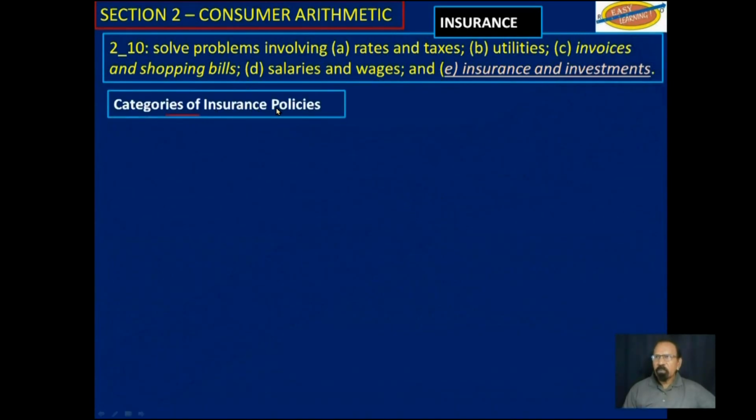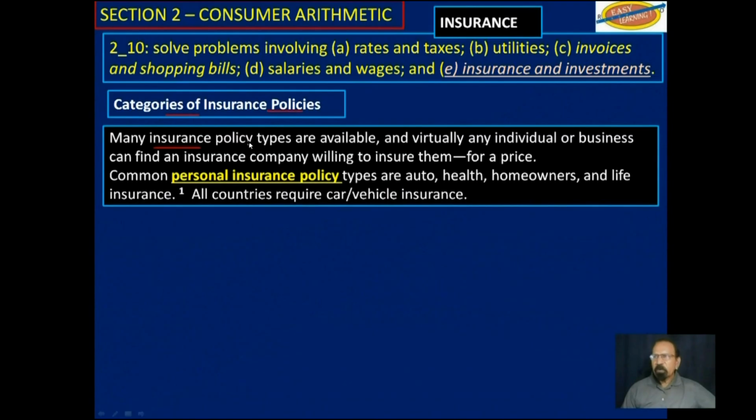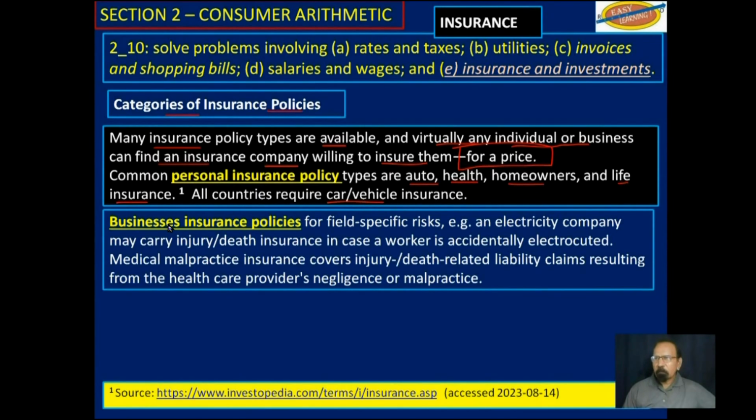So categories of insurance policies. Many insurance policy types are available, and virtually any individual or business can find an insurance company willing to insure them for a price. Common personal insurance policy types are auto, that's car insurance, health, homeowners, and life insurance. All countries require car and vehicle insurance. Now, that's personal insurance policy.